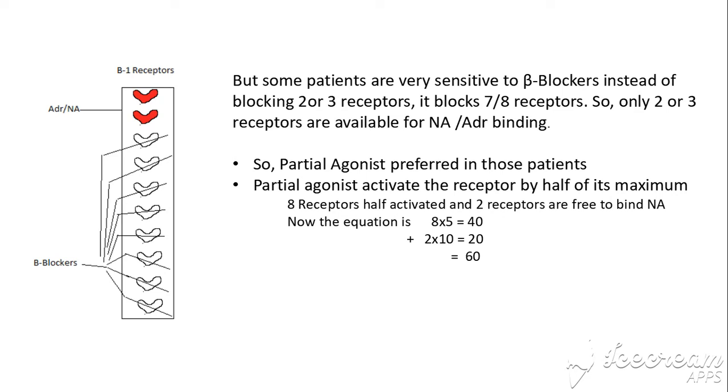So we have taken that one receptor increases the heart rate by 10. Now when the receptor is bound by a partial agonist, the heart rate will be 5, because it is partially blocked or half blocked. So the 8 receptors will produce a heart rate of 8 multiplied by 5, which is equal to 40. And 2 receptors are freely available to bind to noradrenaline, so it will give a heart rate of 20, and the total heart rate will be 60.